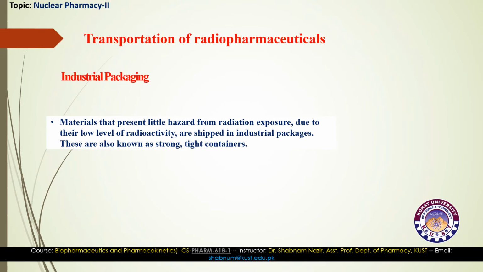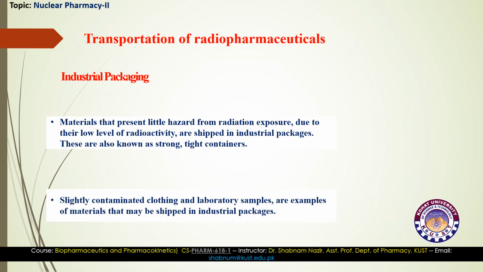These are also known as strong tight containers. Usually the things which are shipped with the help of these containers are slightly contaminated clothing, which might be used by the pharmacist, physician, or patient during the treatment or diagnosis, and the laboratory samples related to the diagnosis being performed using the radiopharmaceuticals. These are examples of materials that may be shipped in industrial packages.